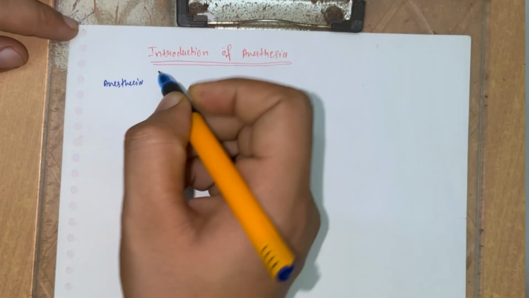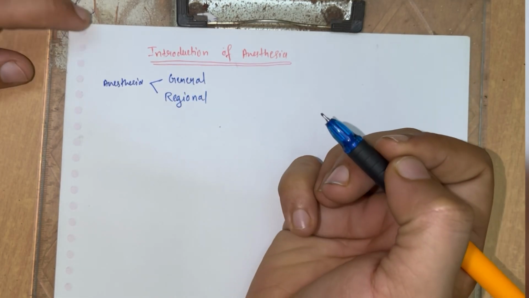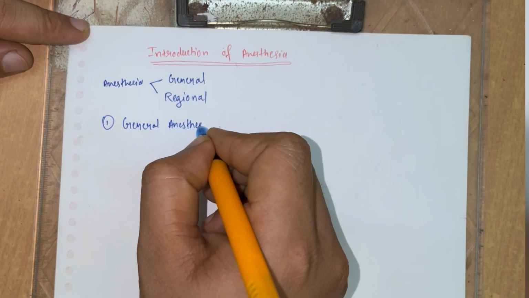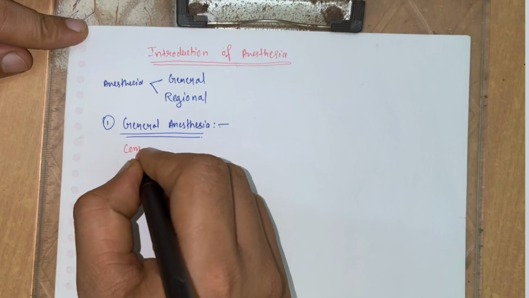Today we will talk about the basic introduction of anesthesia. Anesthesia is divided into two types, general and regional anesthesia. First we will talk about general anesthesia. General anesthesia is divided into 5 components, and let's talk about the components.